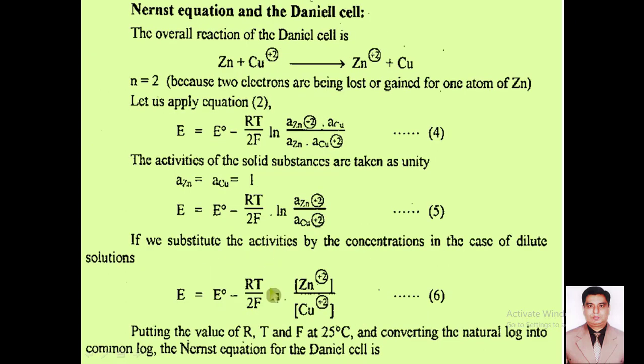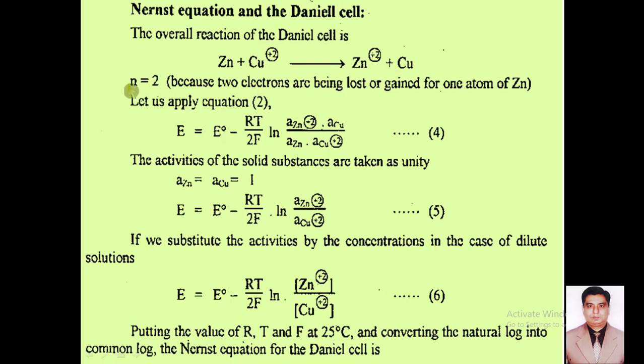Dear students, now we will apply this equation to the Daniell cell. You know the Daniell cell consists of zinc and copper. You can see here, for a Daniell cell, the overall reaction can be written as: zinc reacts with copper ion, and then zinc ion and copper are produced.